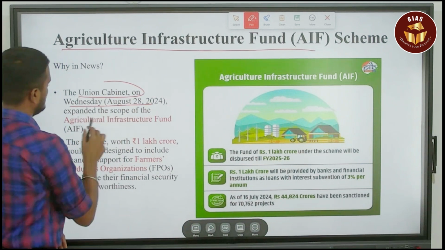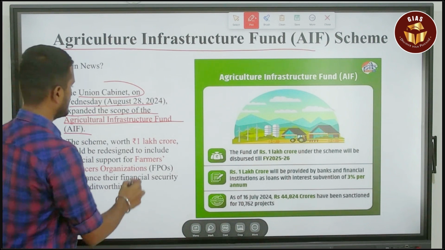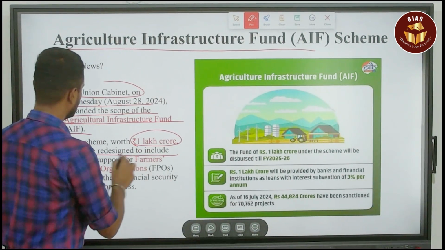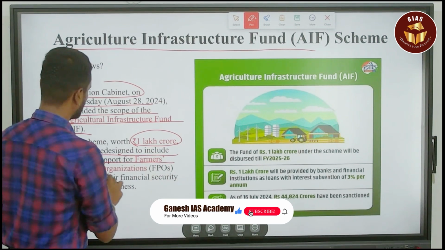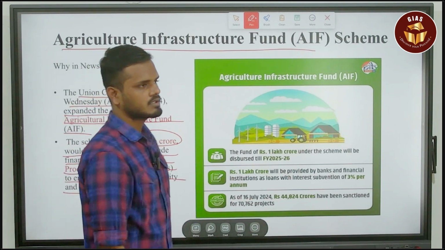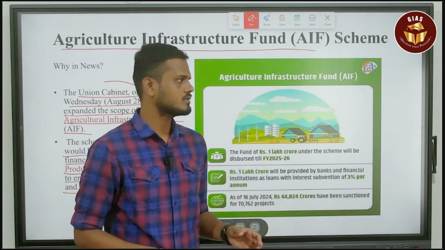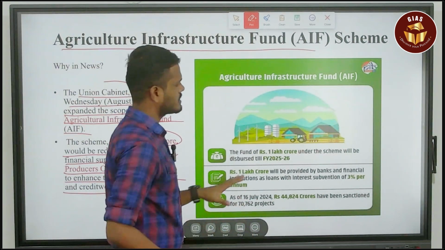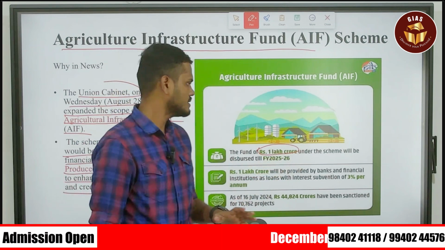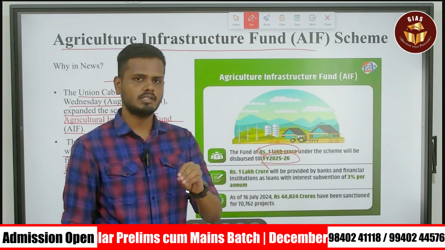The Union Cabinet on Wednesday expanded the scope of the Agriculture Infrastructure Fund, AIF. It will cost almost 1 lakh crore, and is designed to include financial support for farmer producer organizations to enhance their financial security and creditworthiness. That's why the Agriculture Infrastructure Fund scheme was in the news. As you can see in the picture, the fund is almost 1 lakh crore rupees, and the scheme will be disbursed till 2025-26.